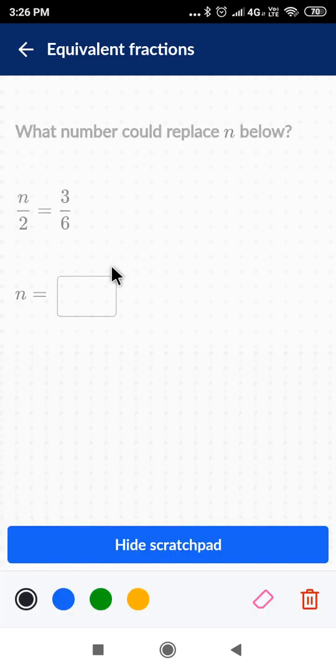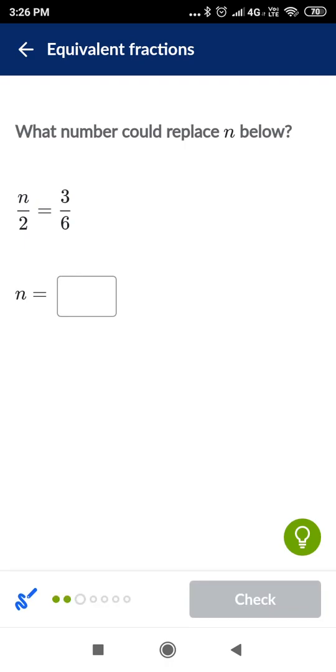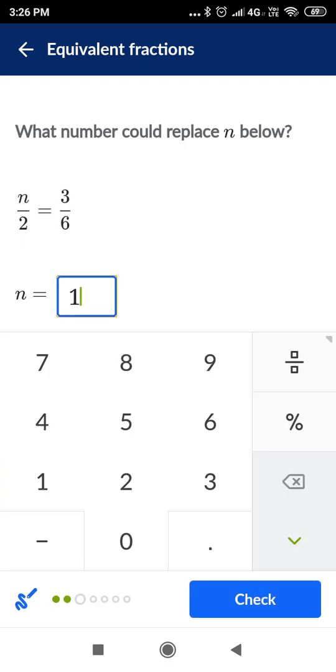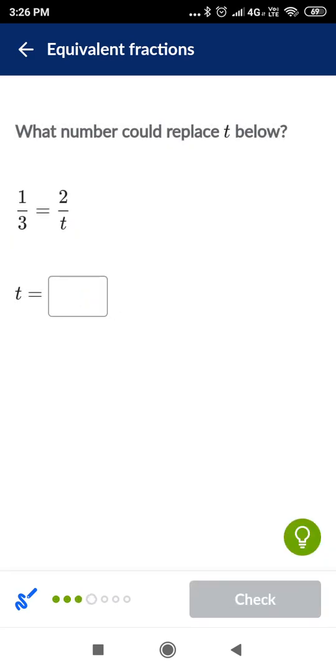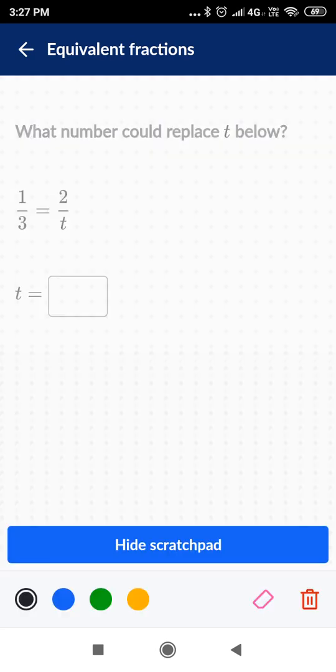Okay. Now here 2 into 3 is 6. How much into 3 is 3? 1 into 3 is 3. Therefore n is 1.